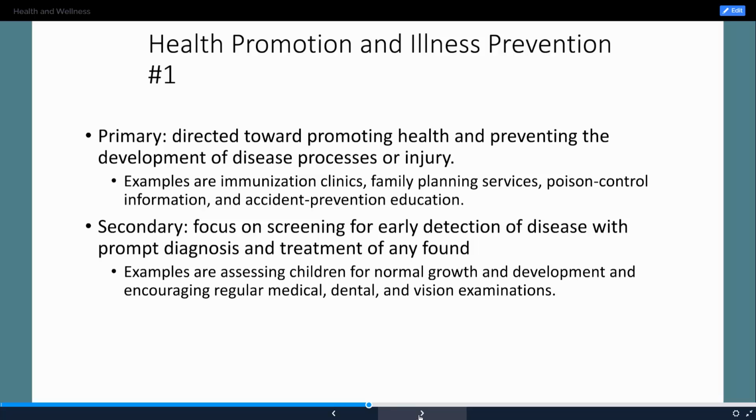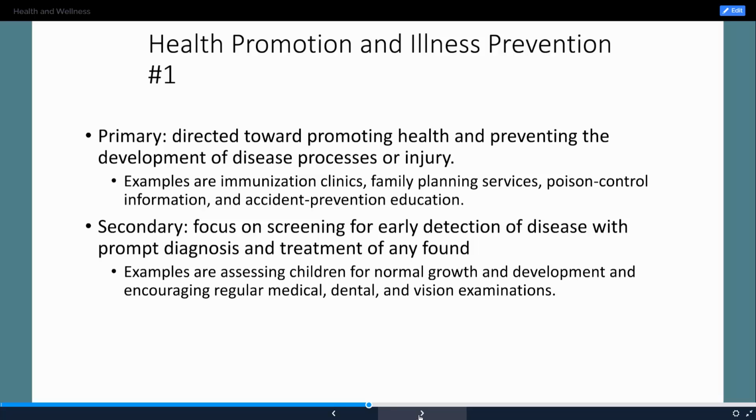And then secondary is going to focus on screening for early detection of a disease with prompt diagnosis and treatment for any found. So examples are assessing children for normal growth and development, encouraging regular medical, dental, and vision exams. So we do those screenings in order to detect those problems early, because when we have early detection, it's much easier to treat, right?